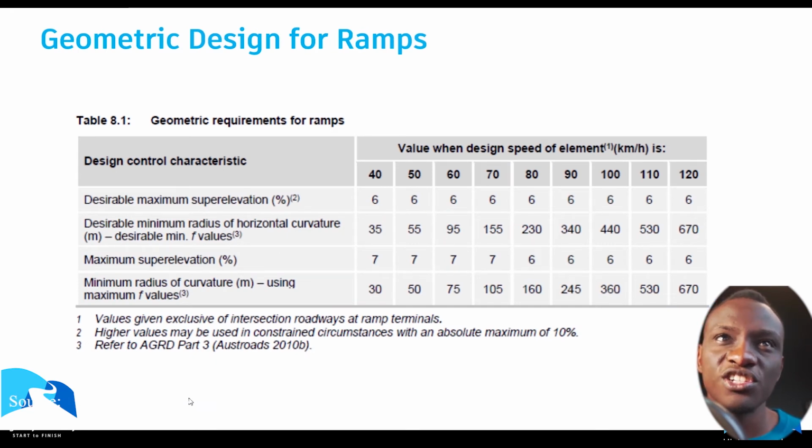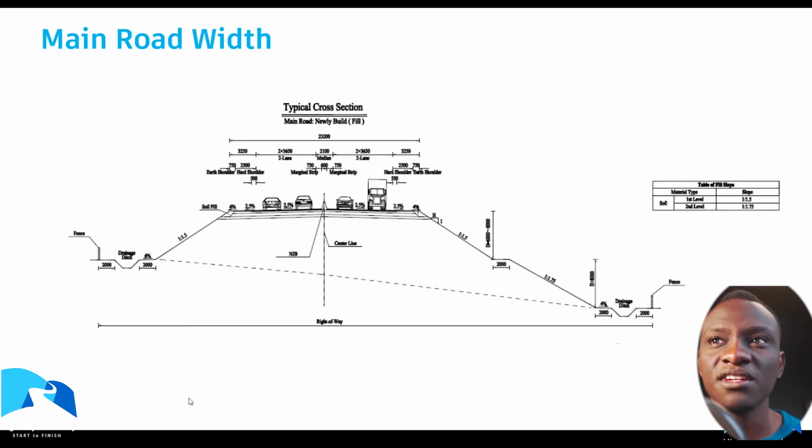Then, what are the generic designs for the ramps? We have the maximum superelevation we shall be using, which shall be 6%. There's a maximum which is 7, and a number of those other attributes. These are pretty standard.